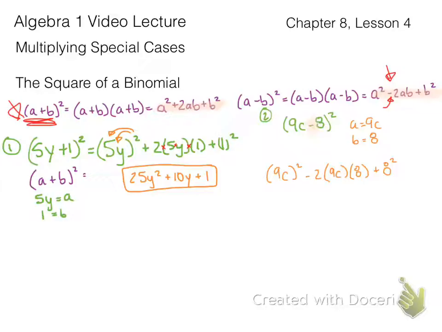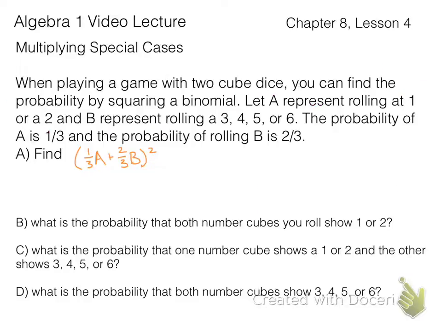All right. Onward, the third term in the answer is going to be b squared. Since b is 8, it's going to be 8 squared. So let's go ahead and simplify this. Distribute, we're going to end up with 81c squared minus 2 times 9 times 8 is 144. So it's going to be 144c plus 64, because 8 squared is 64. There's your answer. All right, let's move on.